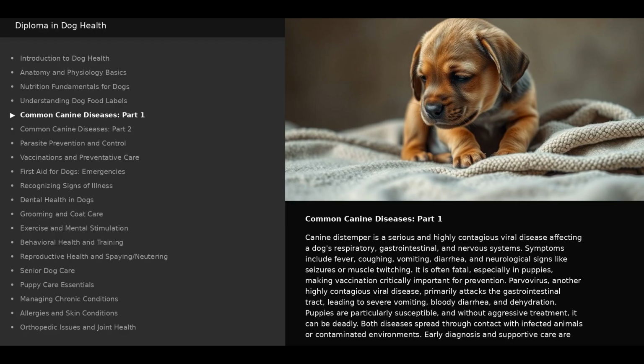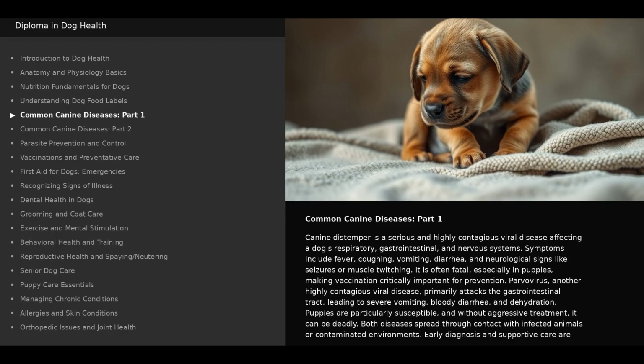Canine distemper is a serious and highly contagious viral disease affecting a dog's respiratory, gastrointestinal, and nervous systems. Symptoms include fever, coughing, vomiting, diarrhea, and neurological signs like seizures or muscle twitching. It is often fatal, especially in puppies, making vaccination critically important for prevention.